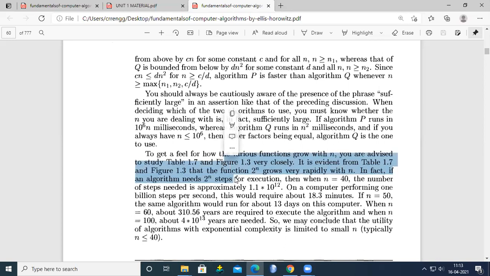So to get a feel for how the various functions grow with n, that means by giving the input value n, how the growth of various functions appears.